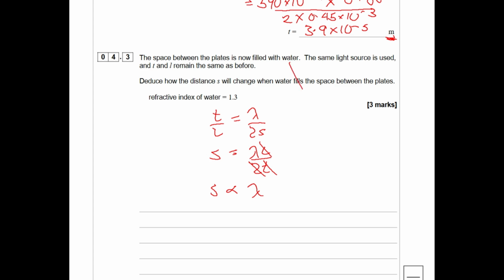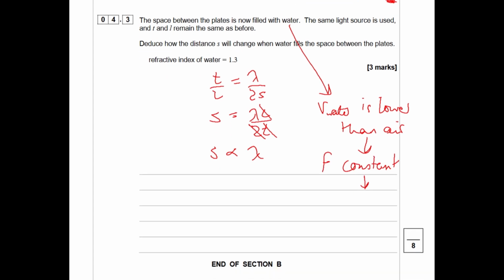Now what do you know? The speed in water is lower than in air. Because frequency is constant, and the relationship between this and lambda is v equals f lambda, lambda decreases also. And so because S is proportional to lambda, that means S decreases. Okay, so that's that question.